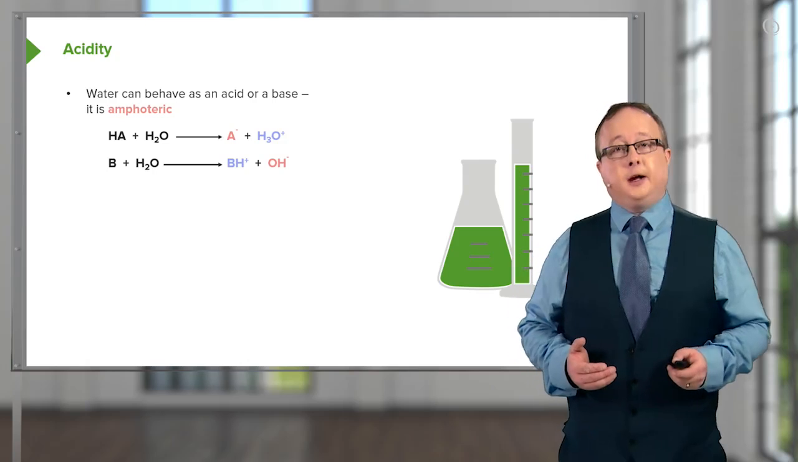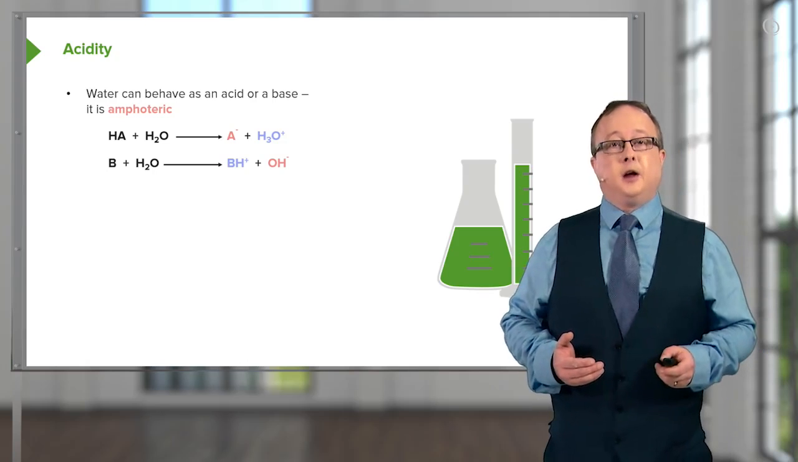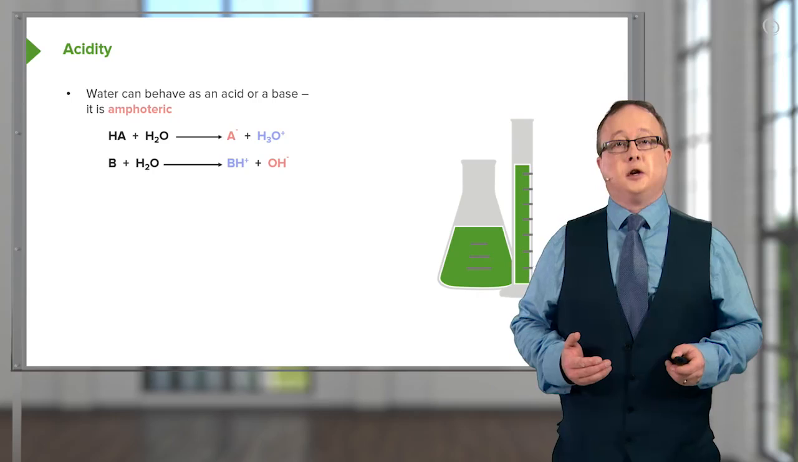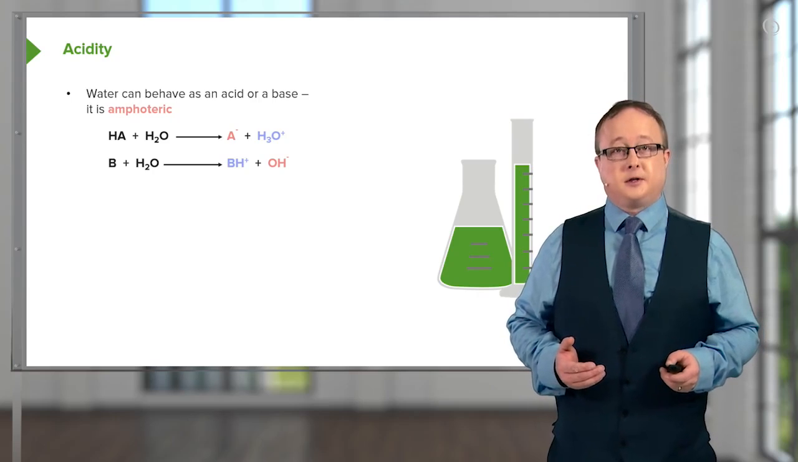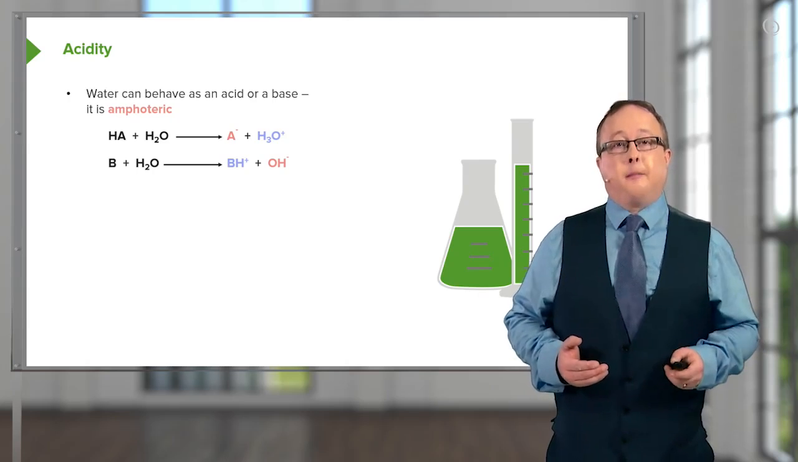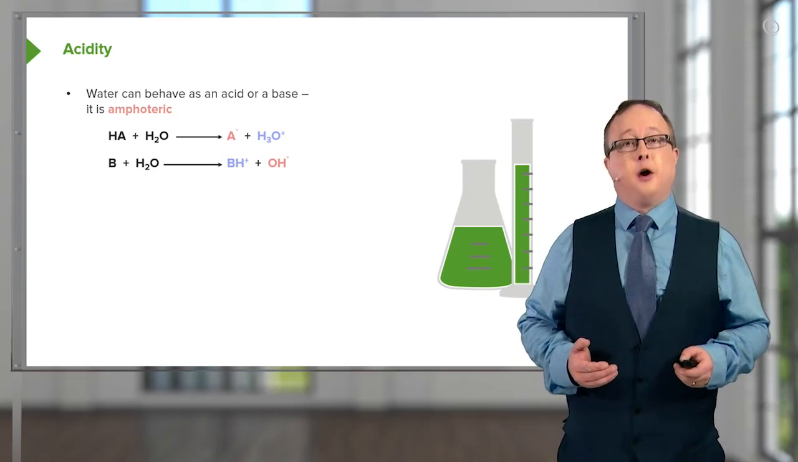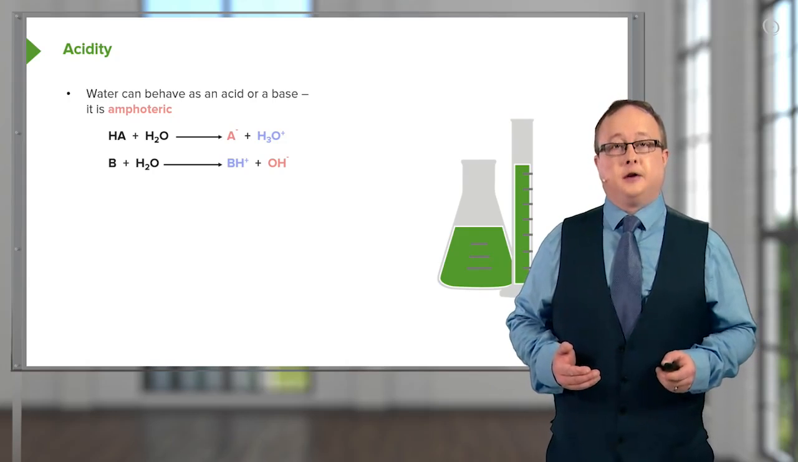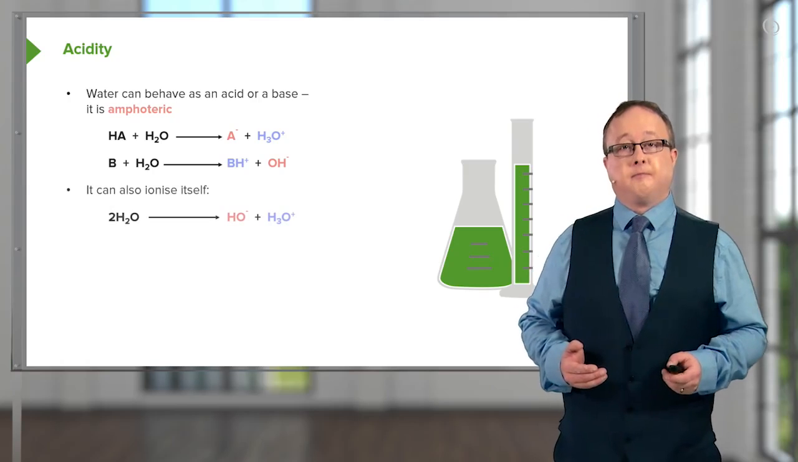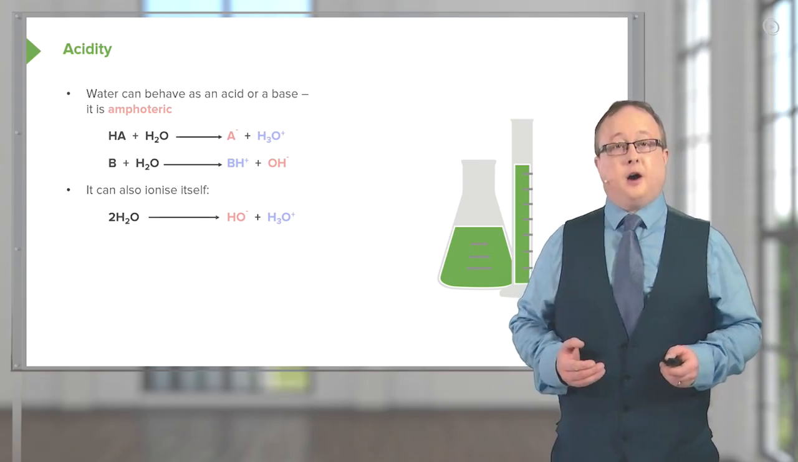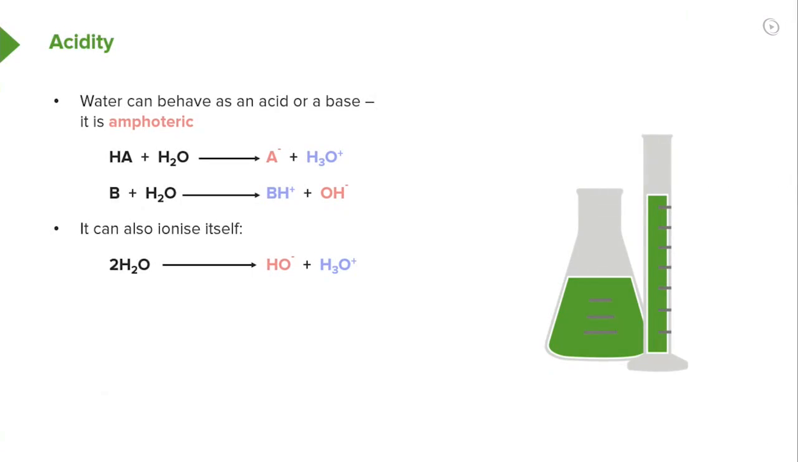But for now, what you should be content with is that HA, our model acid here, can protonate H2O to give rise to H3O+, otherwise known as the hydronium ion. B, a base, can also react with H2O to give rise to the hydroxide ion, shown in red on the second part of that equation. It can also react with itself and ionize itself, forming a mixture of hydroxide and, of course, H3O+.